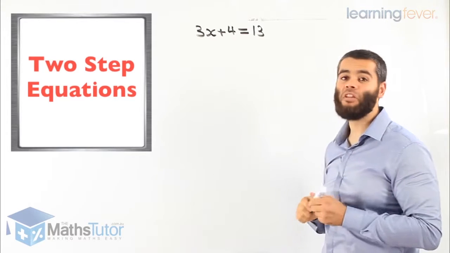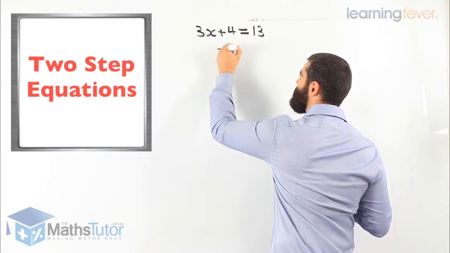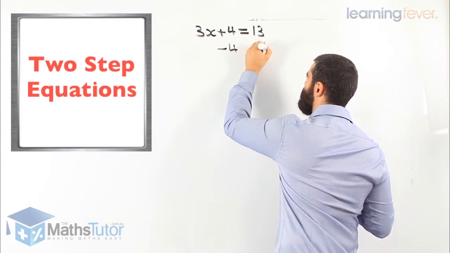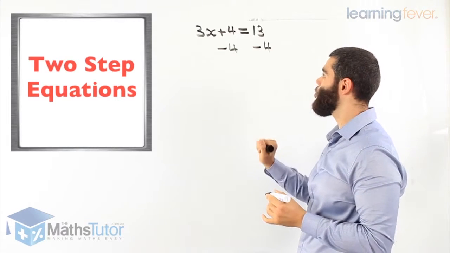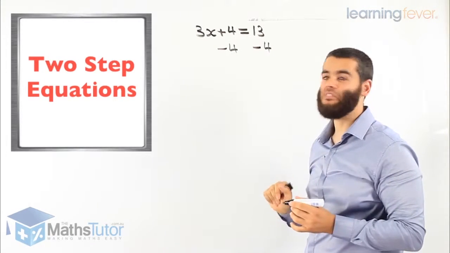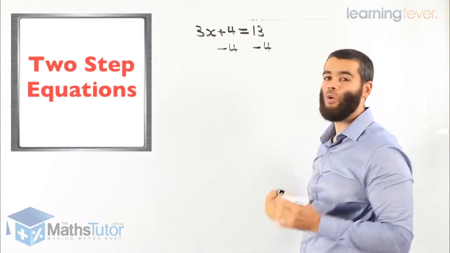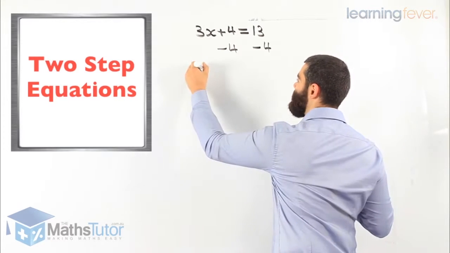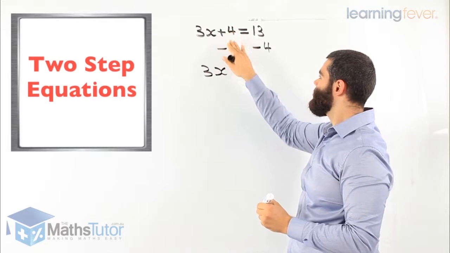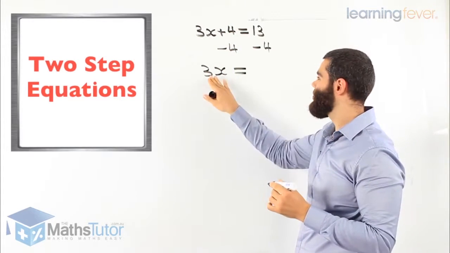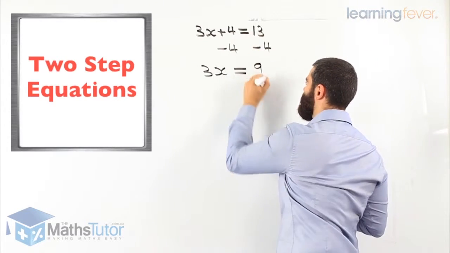So here we have positive 4, that's the furthest one away. Well, positive 4, we minus 4, and of course, we minus 4 on the other side. We learned in equations, what we do to one side, we must do to the other side. Plus 4 becomes minus 4, minus 4. We always do the opposite. So we have 3x equals, plus 4 minus 4 is gone. We're left with 3x. 13 take away 4 is 9.